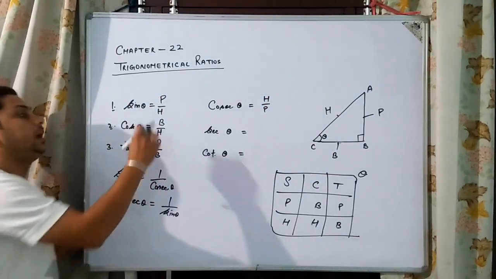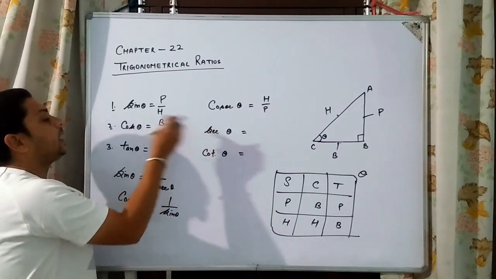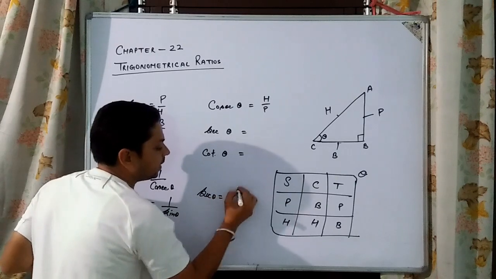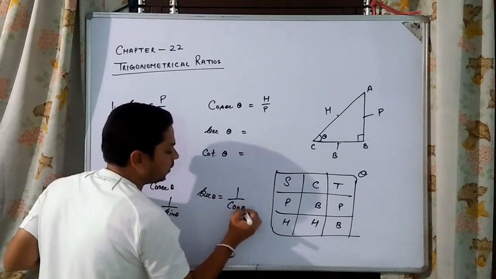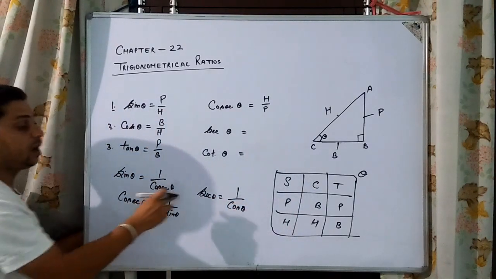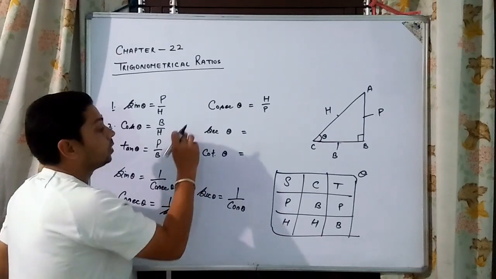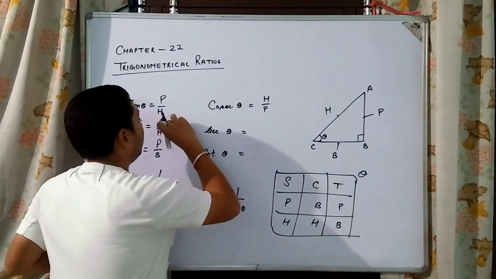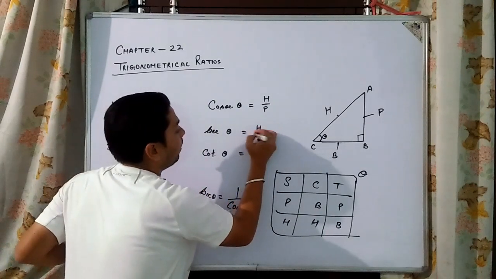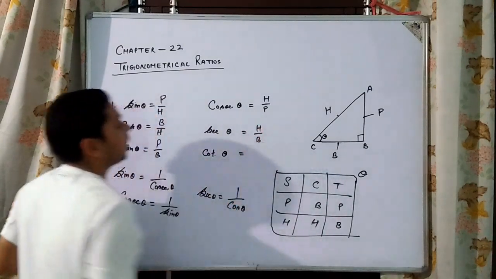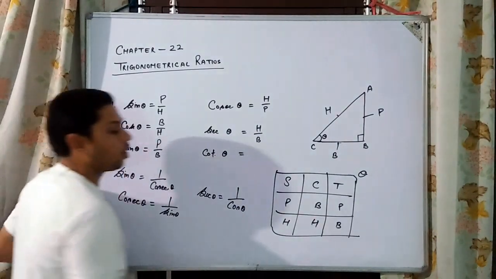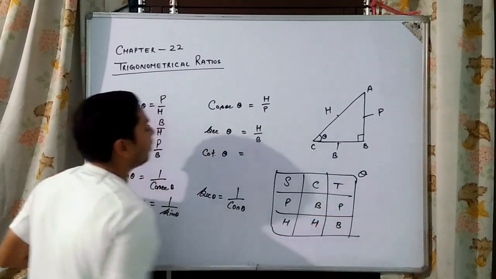Okay, similarly secant is the inverse of cos. We have secant of theta equal to 1 upon cos of theta. This is the inverse. So inverting it, it will give you hypotenuse upon base. Hypotenuse upon base. Similarly, tan is perpendicular upon base.